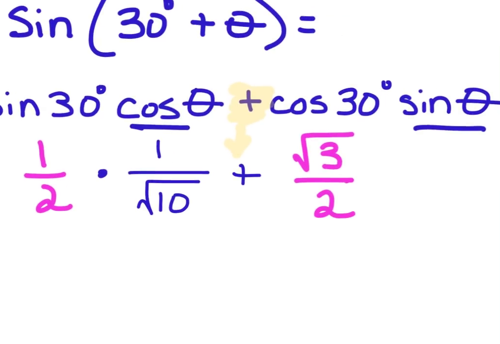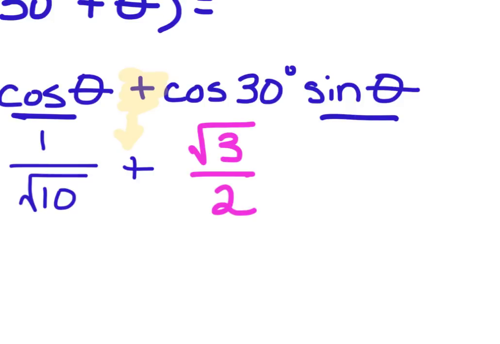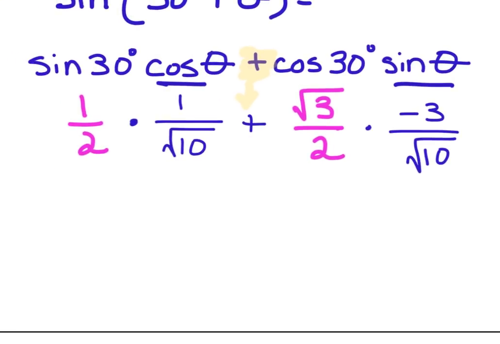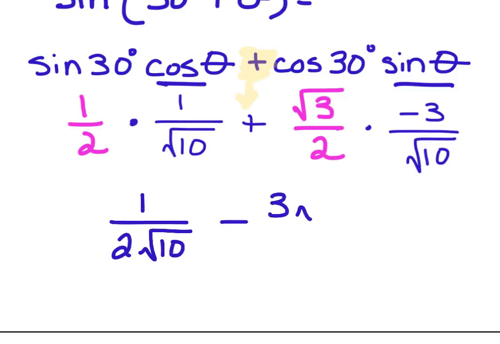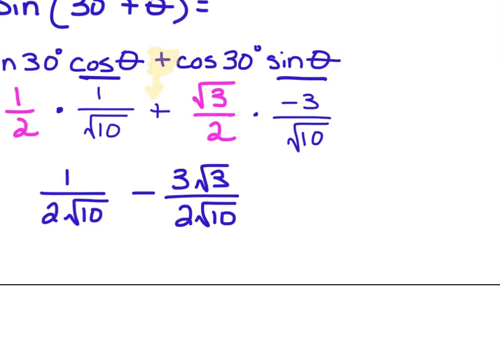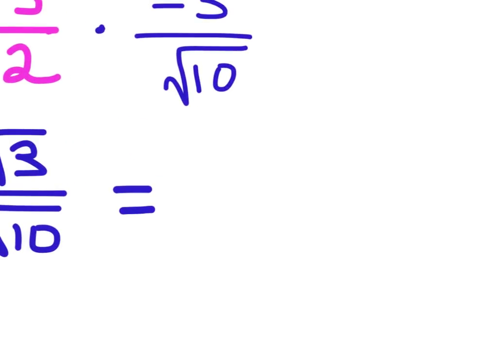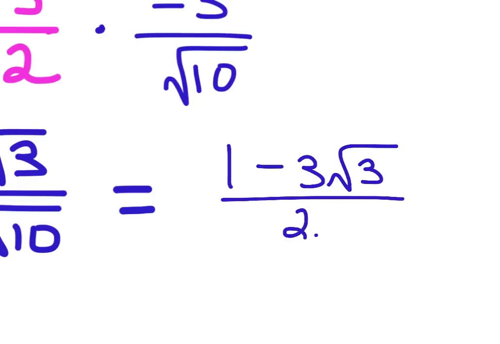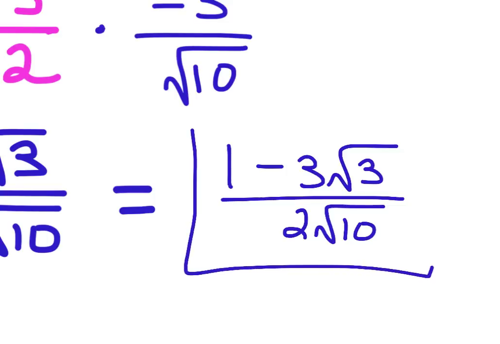And then the sine of theta is going to be -3 over radical 10. And so you've got here 1 over 2 radical 10 minus 3 radical 3 over 2 radical 10. And that whole thing gives you 1 minus 3 radical 3 over 2 radical 10. And you can stop there.